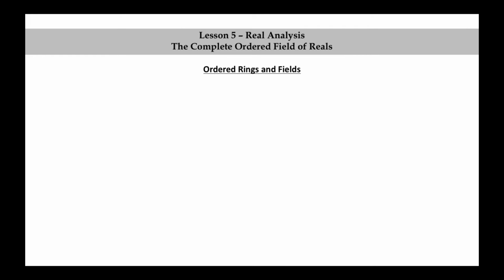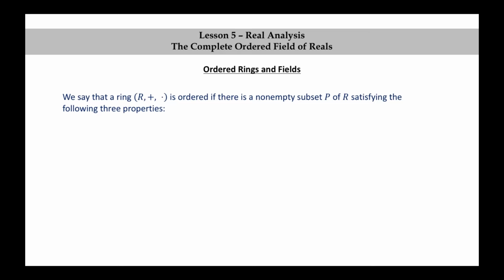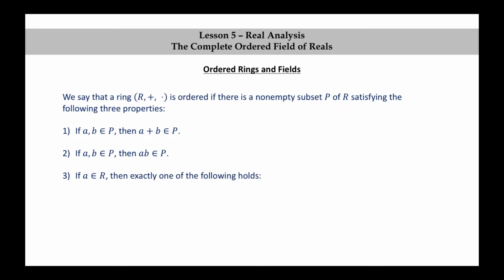Ordered rings and fields. We say that a ring, R together with addition and multiplication, is ordered if there is a non-empty subset P of R satisfying the following three properties. 1. If A and B are in P, then A plus B is in P. 2. If A and B are in P, then A times B is in P. And 3, if A is in R, then exactly one of the following holds. Either A is in P, A is 0, or negative A is in P.